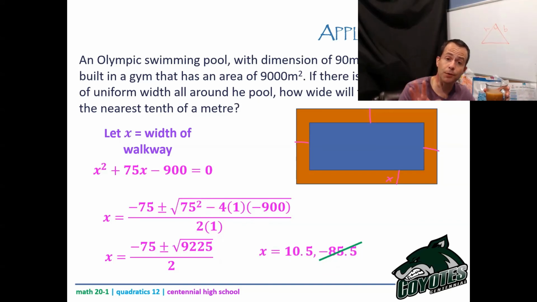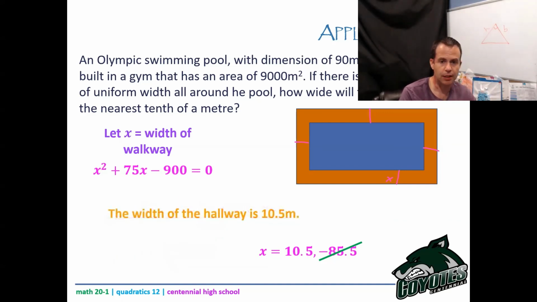I need to see both of those, okay? I know I just scratched out the negative 85.5 right away, and I want to talk to you about why in a second, but you need to show me both answers, and then you need to show me what answers you're scrapping because of the context of the situation. So in this one, we are talking about the width of a walkway. I can't have a negative width. That would be a severe glitch in the matrix. I can't have a negative width, so that one's gone, and I'm just going to go with 10.5. Okay, so make sure you answer the question. The width of the walkway is 10.5 meters. Okay.